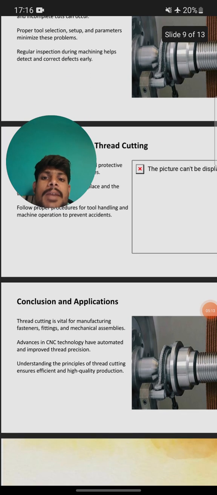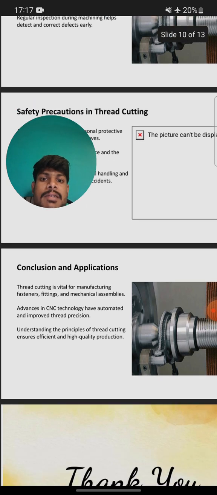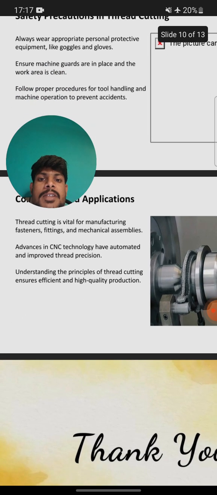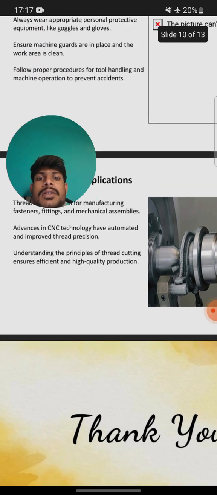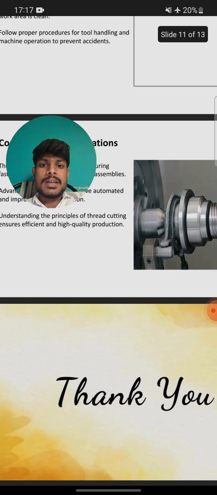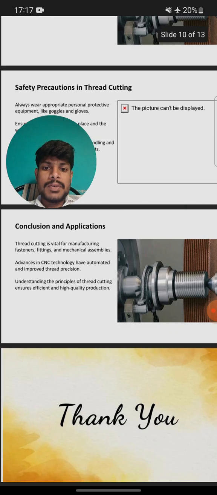Conclusion and applications: thread cutting is vital for manufacturing fasteners, fittings and mechanical assemblies. Advances in CNC technology have automated and improved thread precision. Understanding the principles of thread cutting ensures efficiency and high quality production. So this is the PPT about thread cutting.